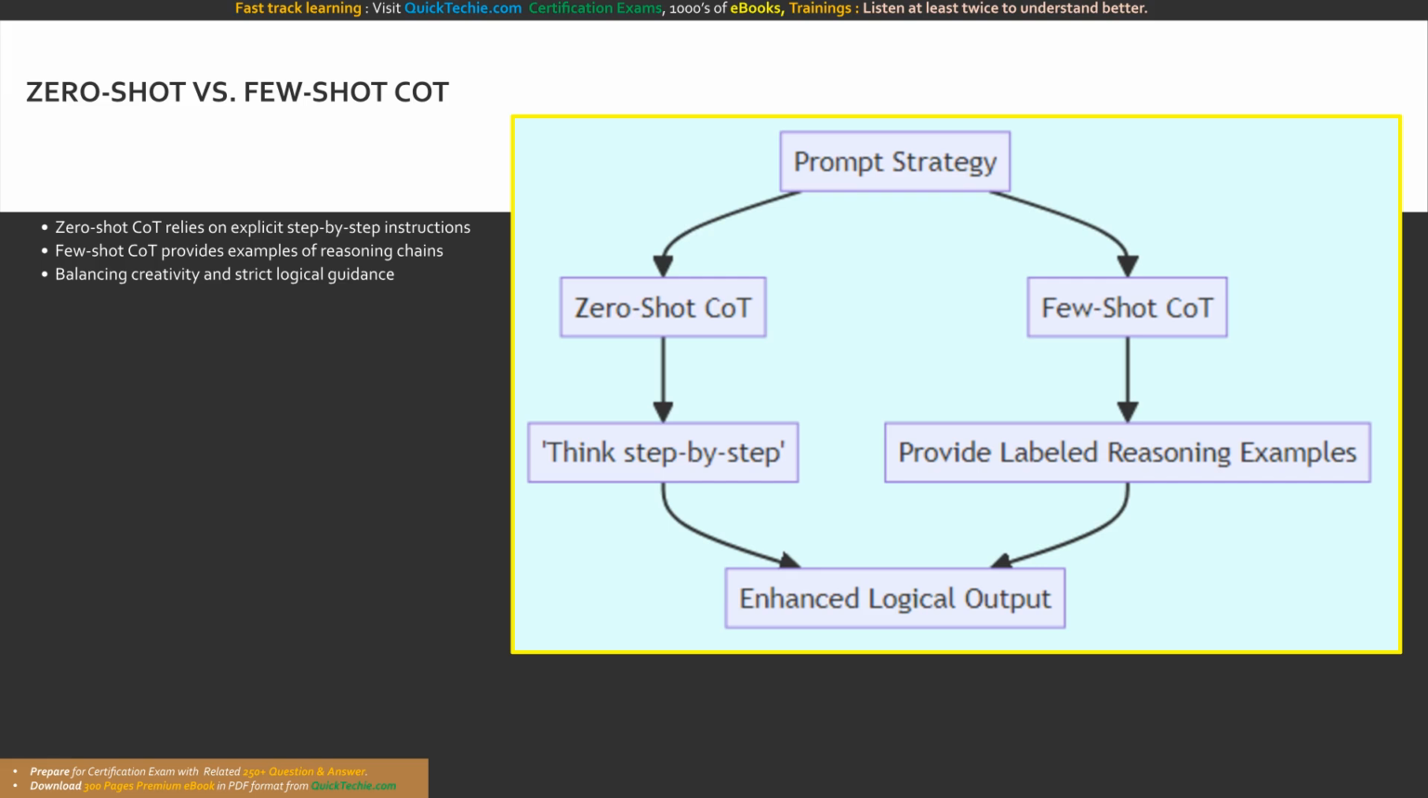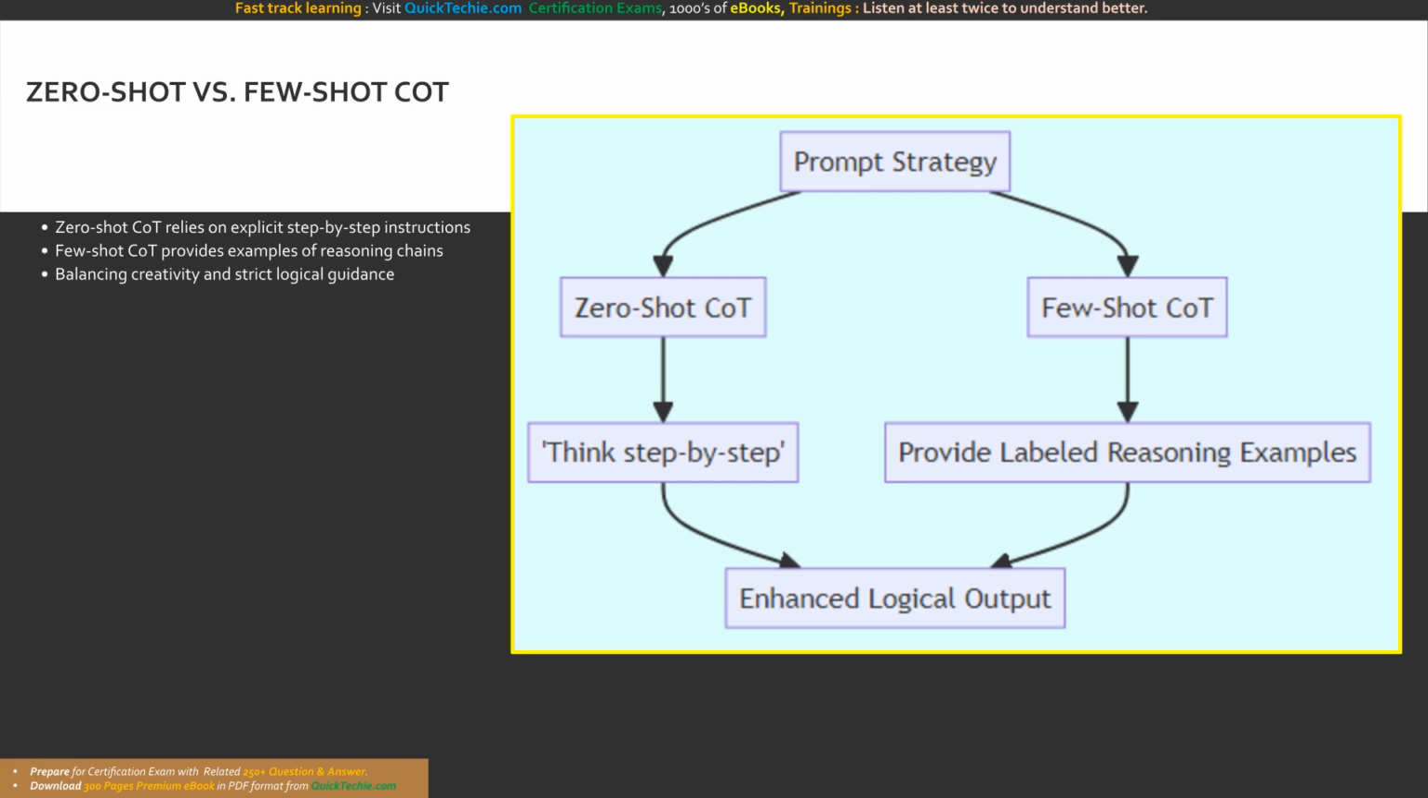This is where few-shot COT becomes indispensable. In few-shot COT, we provide the model with a few concrete examples that establish a concept or scenario, specifically showcasing the exact reasoning steps we expect it to take.